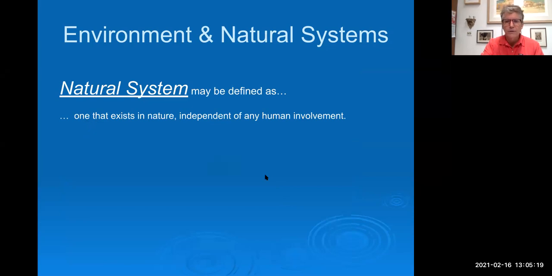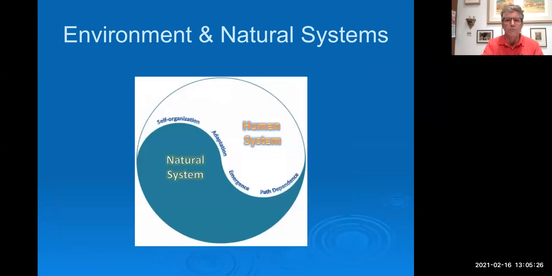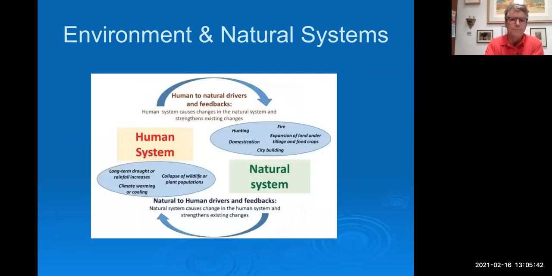Okay, here's our natural system again. A natural system is just one in nature, independent of any human involvement. This is a weird one. Natural systems are self-organized and they adapt by themselves. I am not sure what emergence and path dependence is, but we're guessing that might be human system related.